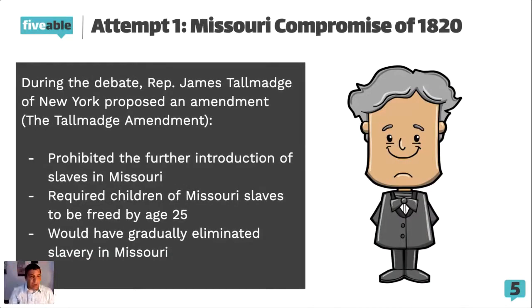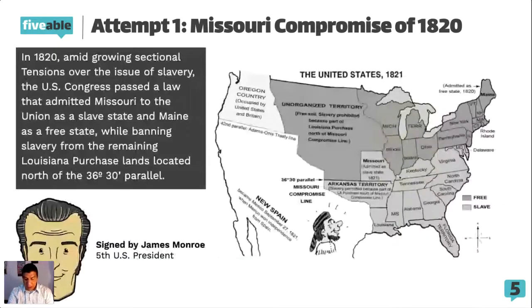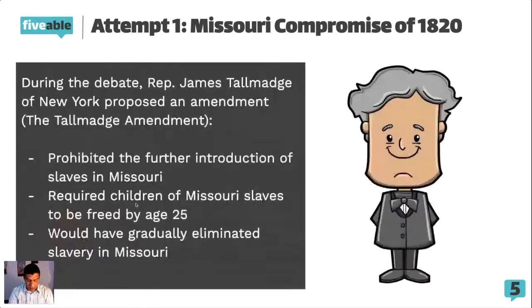Well, something happens to this state during the Missouri Compromise, and you have a representative named James Tallmadge, and he tries to introduce an amendment that would prohibit the further introduction of slaves in Missouri. That means that, yes, Missouri is a slave state, but you can't bring any more slaves there. Then he says that if you are a slave and you're 25 years old, you should be freed in Missouri. And finally, that slavery would eventually go away in Missouri. This is called the Tallmadge Amendment.